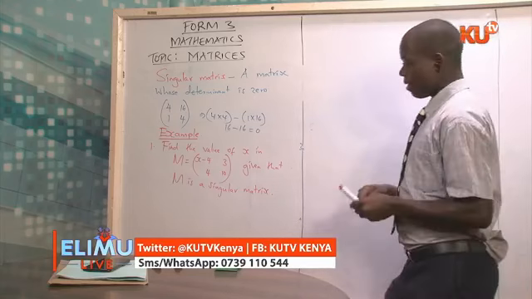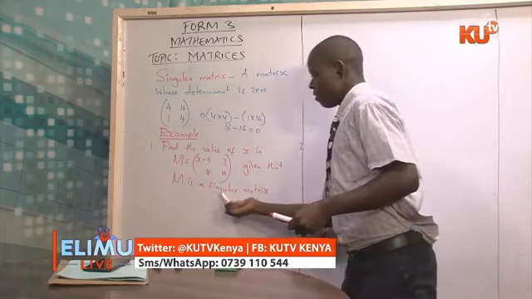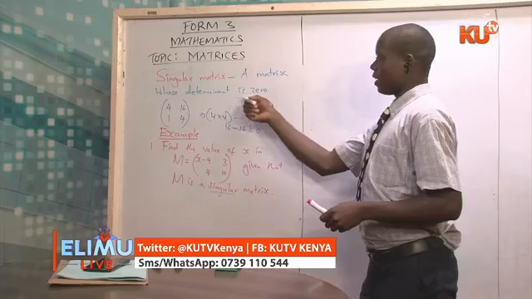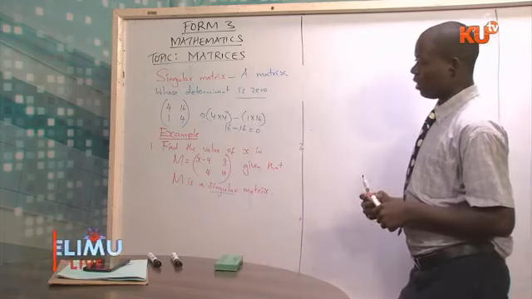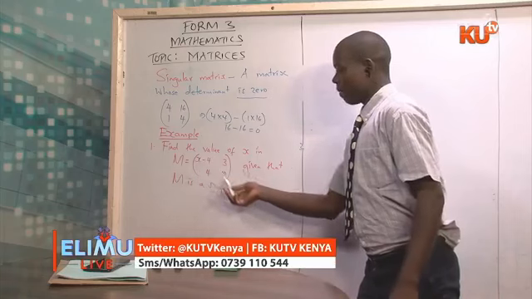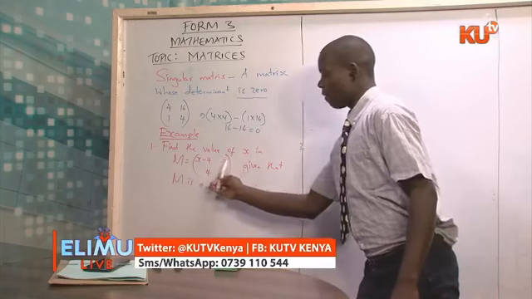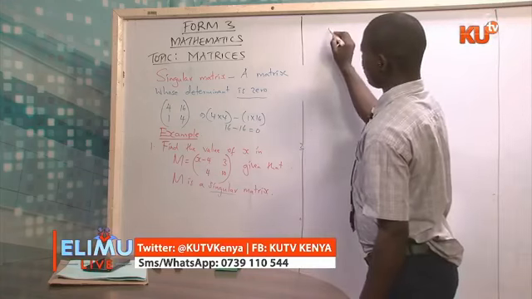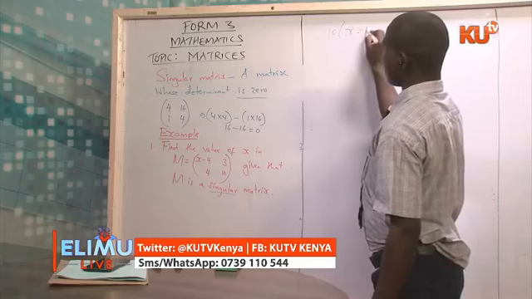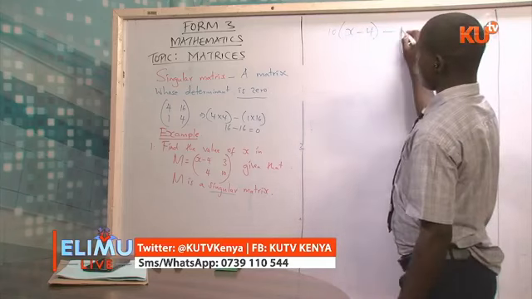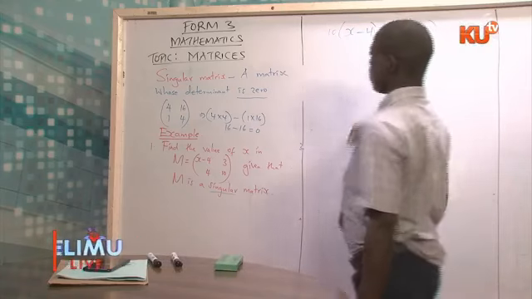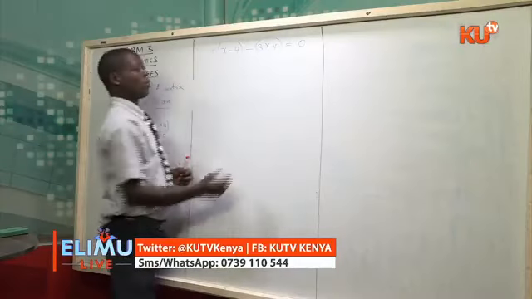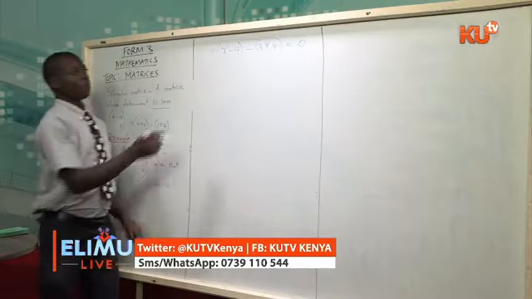The word singular should not make you run away from this example. We've already explained what a singular matrix is. The determinant is 0. Therefore, what you only need to know is how to get the determinant. You get the product of elements in the leading diagonal minus the product of elements in the other diagonal. So we shall have 10 times (x less 4) minus 3 times 4. This equals 0 because it's a singular matrix.